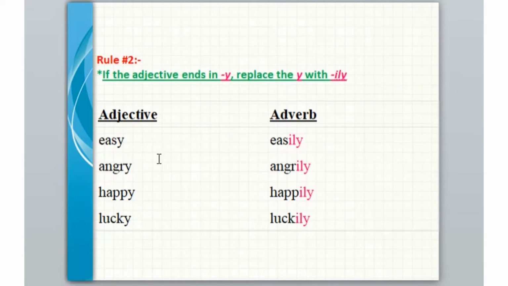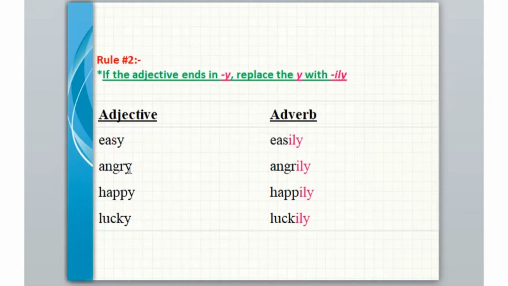Rule number 2 states that if the adjectives end with y, and we have to convert them into adverb form, what will we do? We will remove this y and add ILY. Okay, students, for example, easy is an adjective. We want to make it an adverb. So this y, we will replace with ILY. So it will become easily. Just like that.